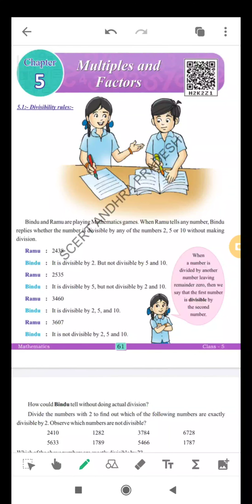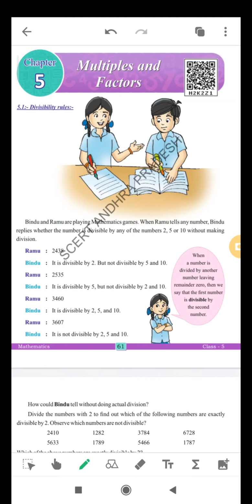Children, now fifth chapter, class 5 maths, multiples and factors. Now we'll try to understand and learn and do some problems about multiples and factors. What are multiples and what are factors?